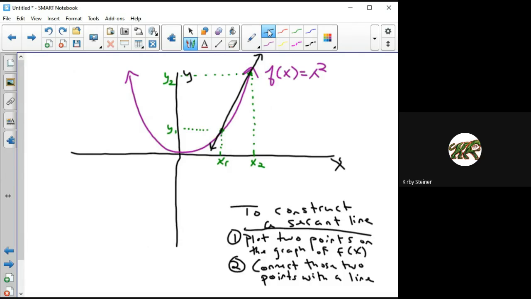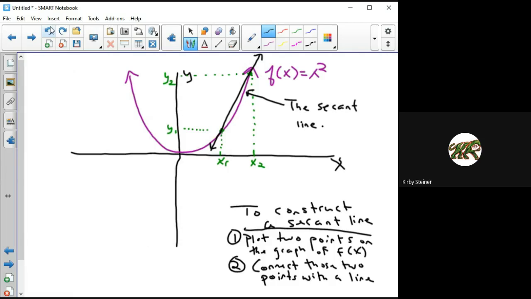And so we connect these 2 points with a line, and this is called the secant line. So now we have 2 points, (x1, y1) and (x2, y2), and we plot those points on the graph of f of x equals x squared, draw a line connecting them, and that line is going to be called our secant line.